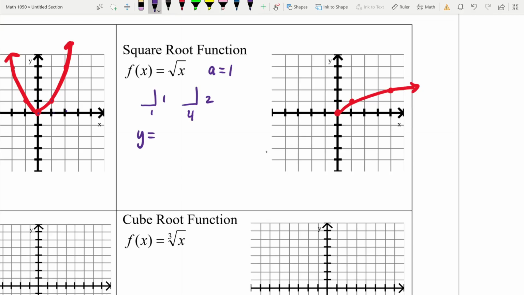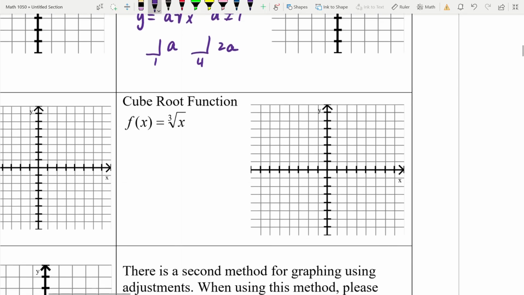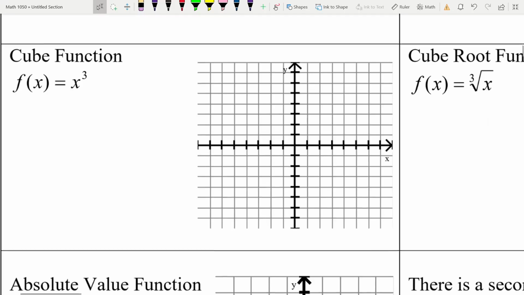Underneath that, write y equals a times the square root of x. What if a is not equal to 1? What if it's like 2 times the square root of x? Or negative 1/2 times the square root of x? Okay, well, you do the same stretch, 1, 1, 4, 2, but you do the same thing we did last time, which is take those vertical movements and multiply it by a. So 1 times a is a, 2 times a is 2a. Okay, let's do the next one. These are all just the parent graphs.